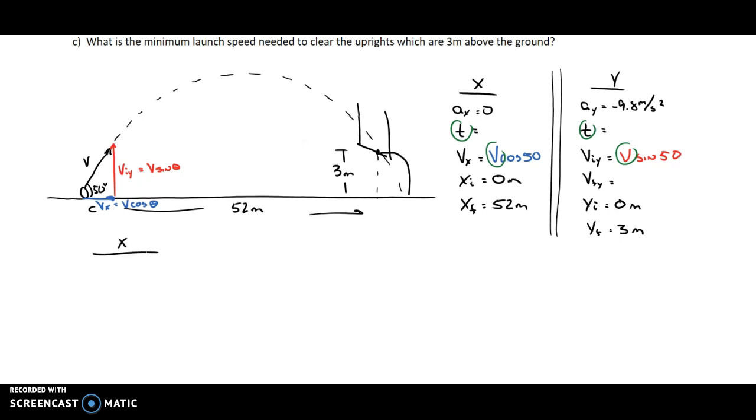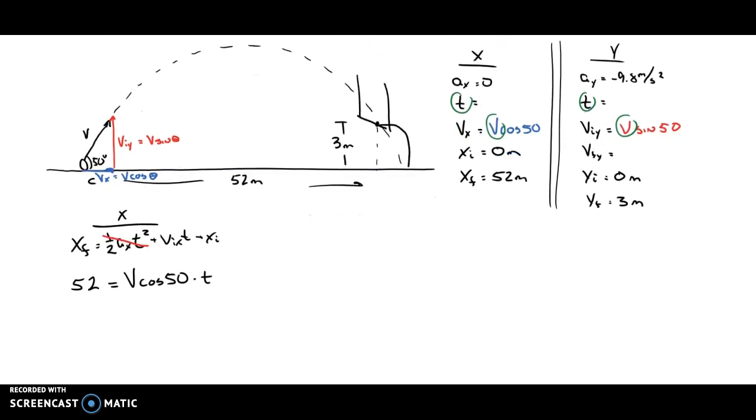In the x direction, you have x final is 1/2 ax t squared plus v initial in the x t plus x initial. And again, because a is 0, that always goes away. It just becomes your constant velocity equation. And I can write out what I have here. That's going to give me 52 equals v cosine of 50 times t plus 0. So I have an equation with v and t in the x direction.